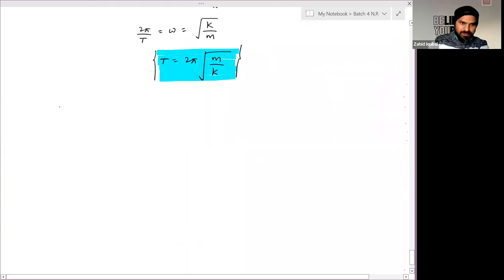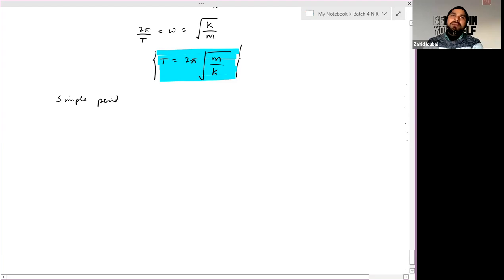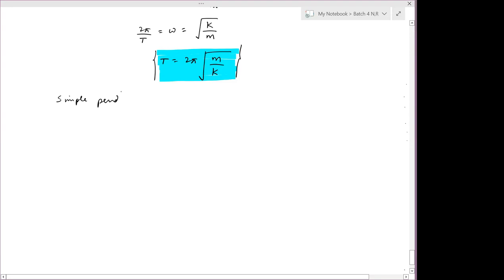Now, using this concept, first let me define how to calculate the time period of a simple pendulum. Sir, yes, I also see a formula like time period is equal to 2 pi into root y by a, where y is the displacement and a is the acceleration.